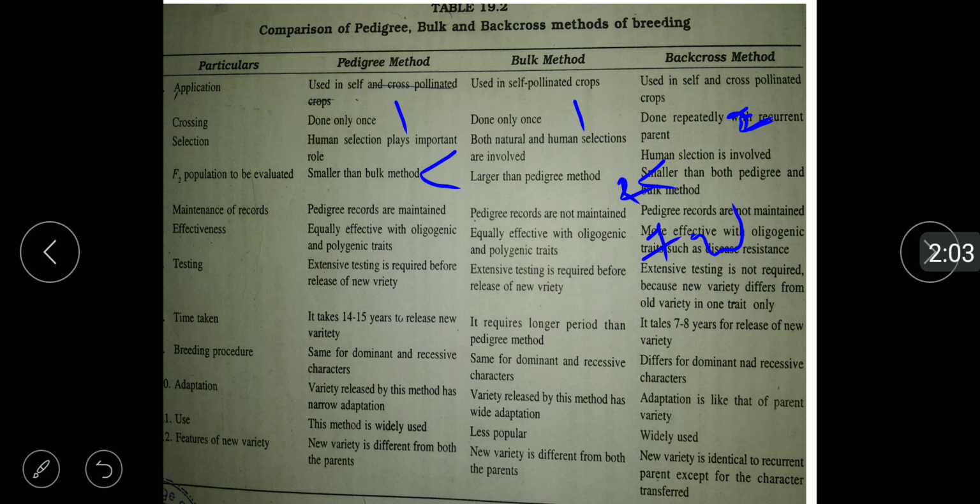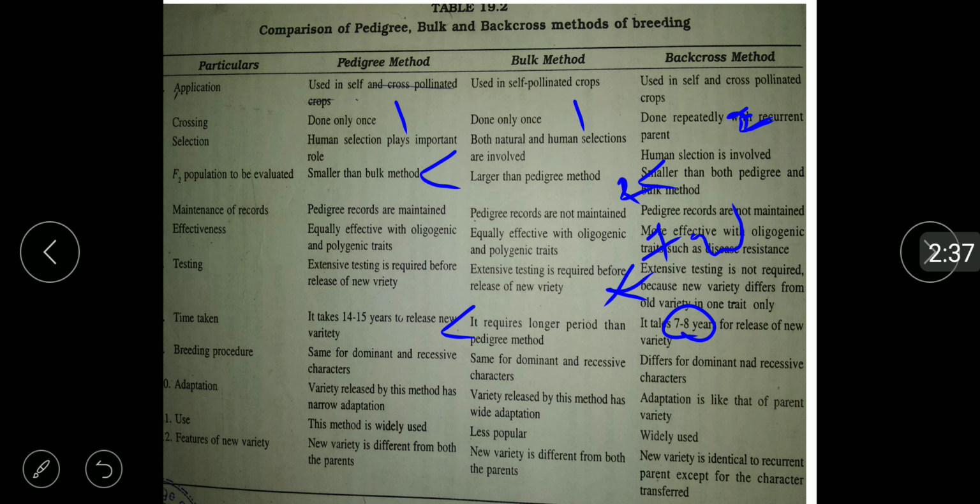Testing: extensive testing is required before release of a variety in the pedigree method, and extensive testing is also required in the bulk method, but extensive testing is not required in the case of backcross. Why? Because the new variety differs from the old variety in only one trait. Time required: the bulk method takes 14 to 15 years, which is longer than the pedigree method, and backcross takes around 7 to 8 years.